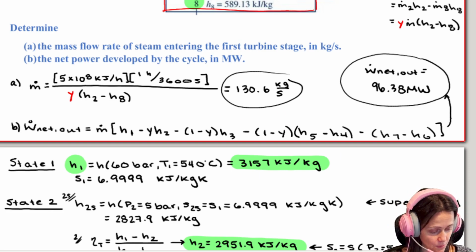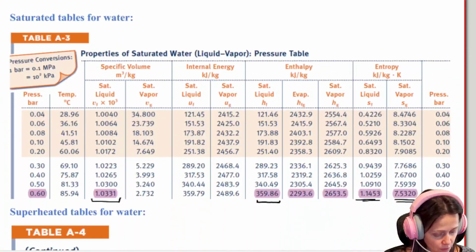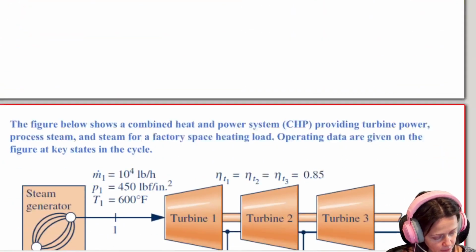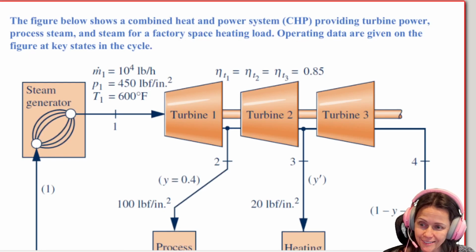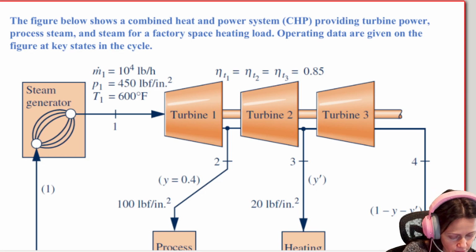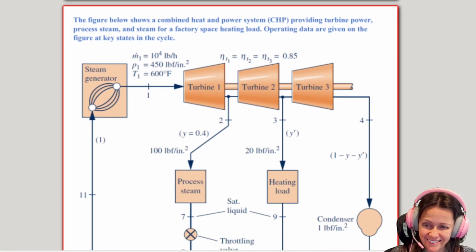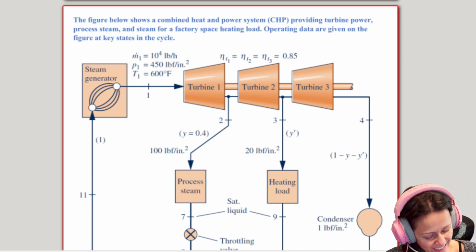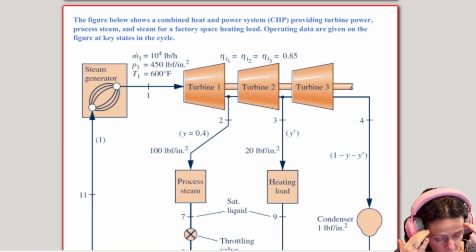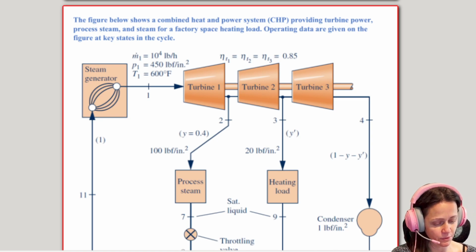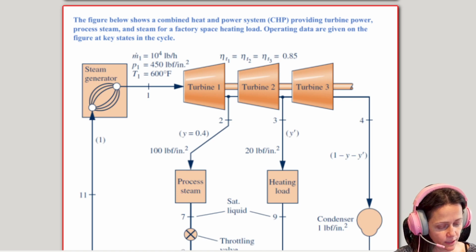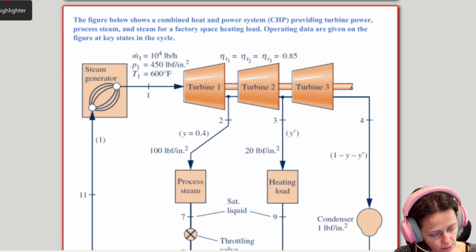All right, so we'll move on to the second one. So let's see. All right, so we've got a combined heat and power system providing turbine power, process steam, and steam for a factory space heating load. So let's just kind of see what we've got.